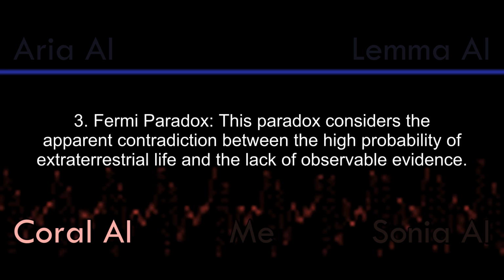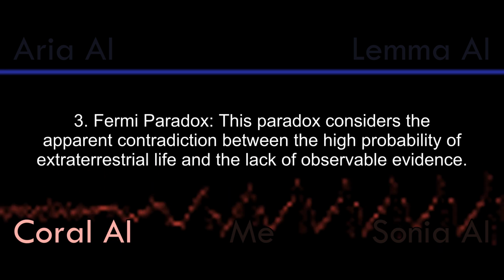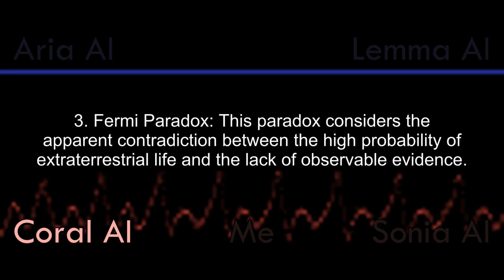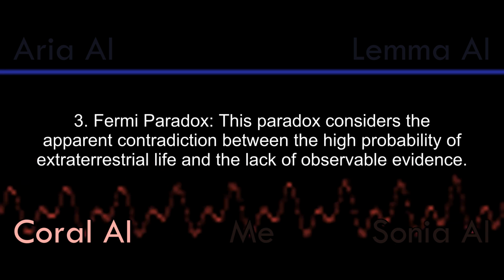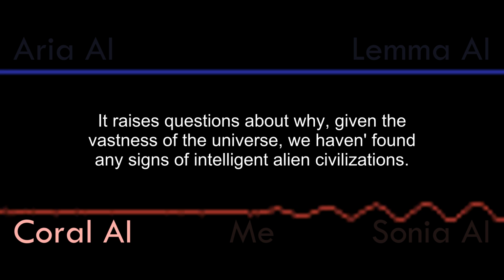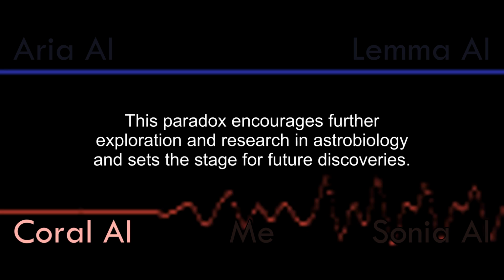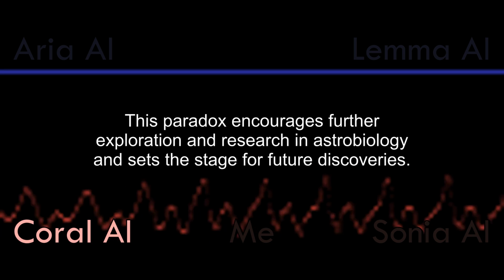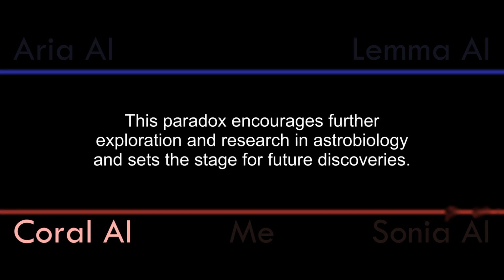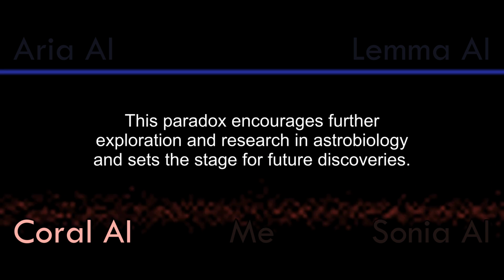3. Fermi paradox. This paradox considers the apparent contradiction between the high probability of extraterrestrial life and the lack of observable evidence. It raises questions about why, given the vastness of the universe, we haven't found any signs of intelligent alien civilizations. This paradox encourages further exploration and research in astrobiology and sets the stage for future discoveries.